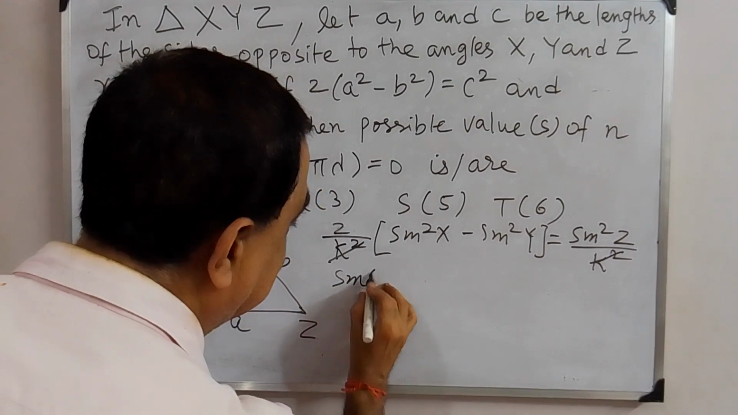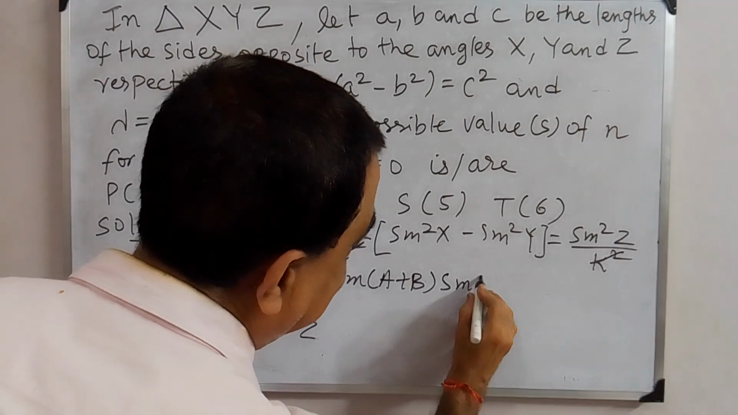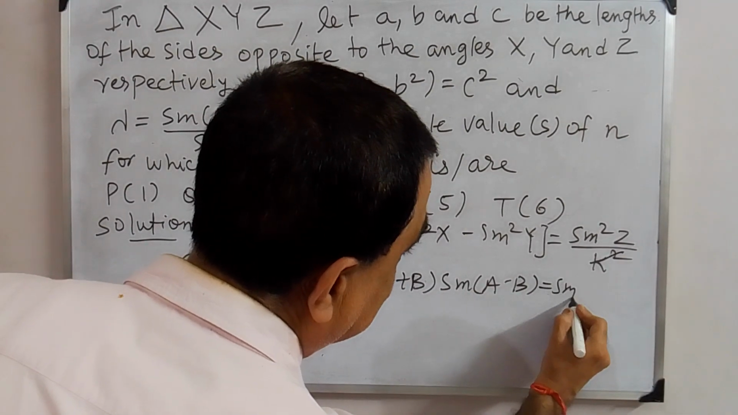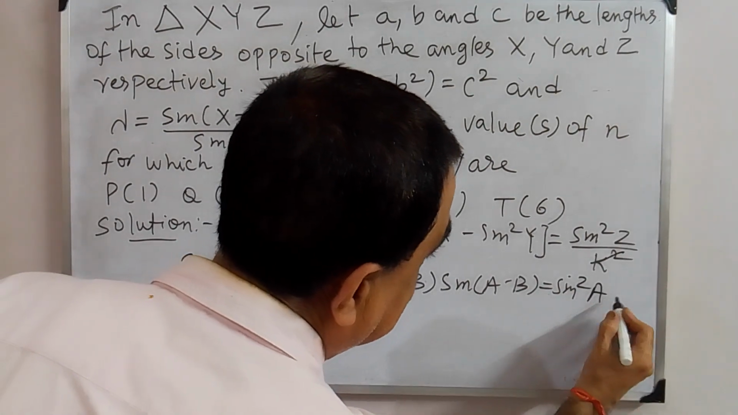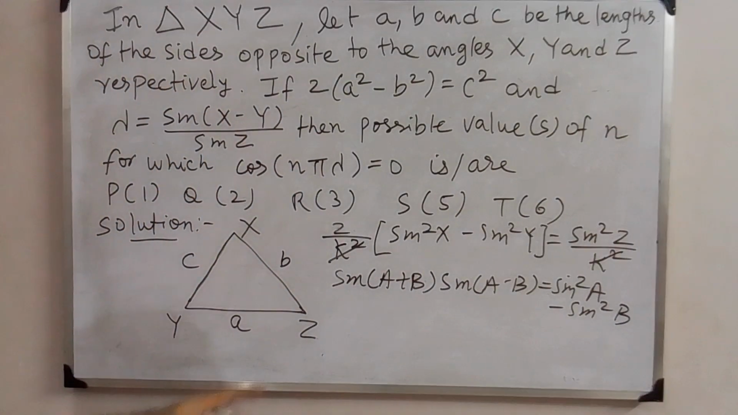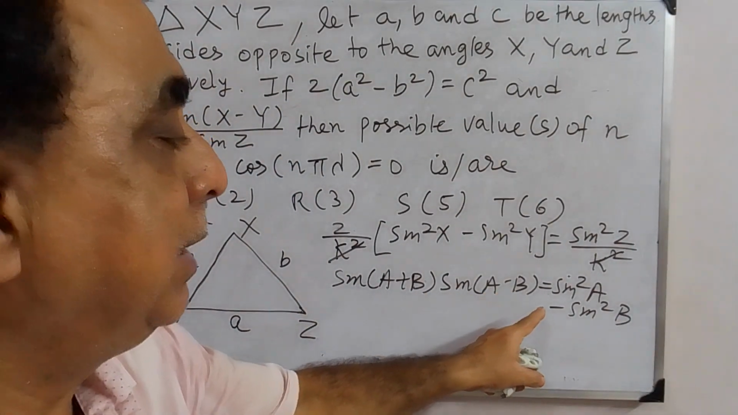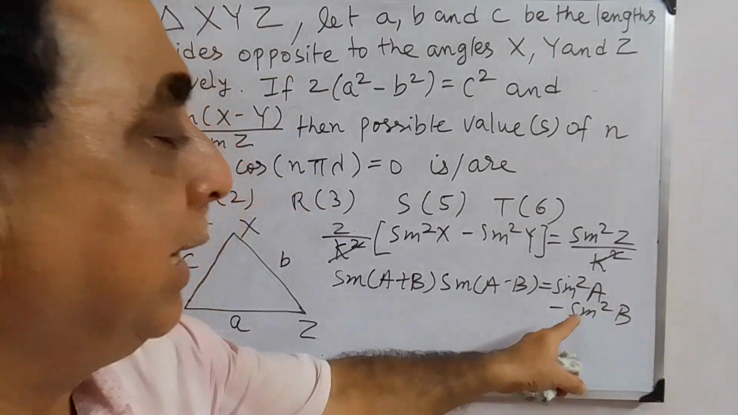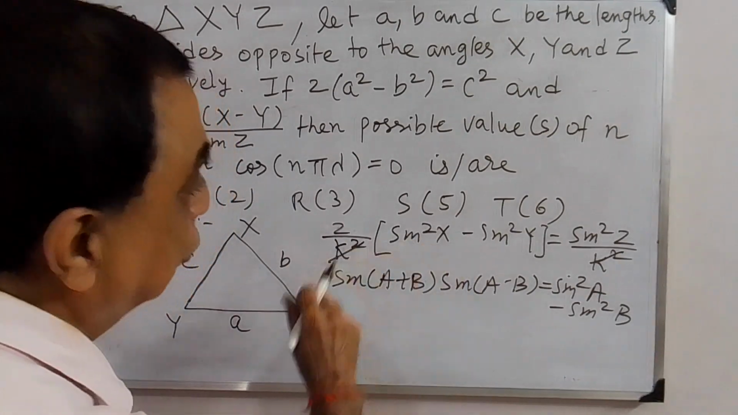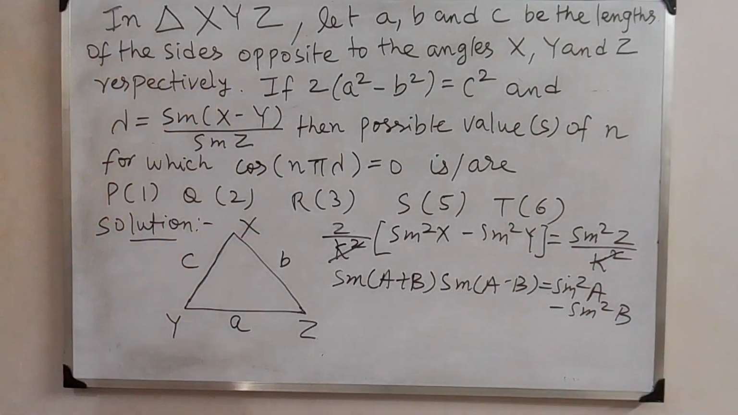We know sin(a+b) multiplied with sin(a-b) is equal to sin²a minus sin²b. This is the formula: sin(a+b) into sin(a-b) equals sin²a minus sin²b. So this formula will be used here. It is given that this is sin²x minus sin²y.